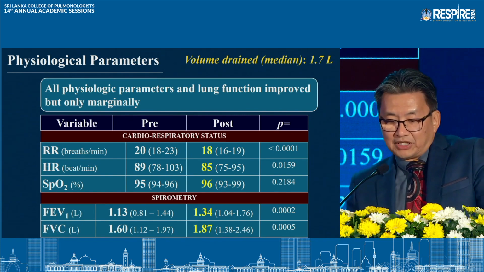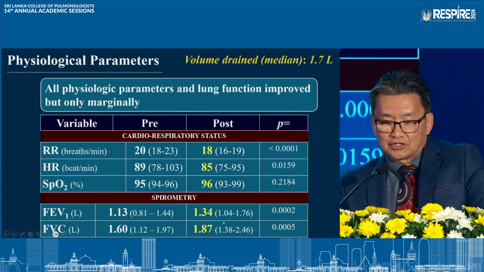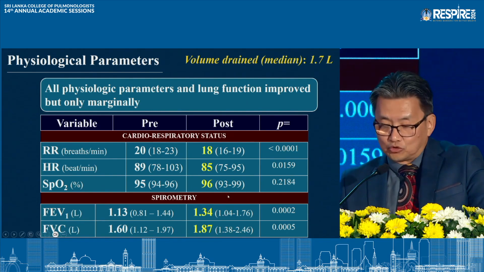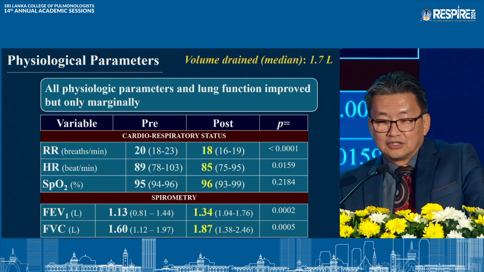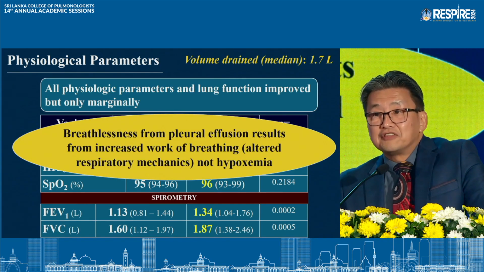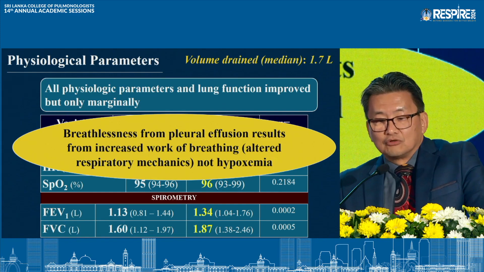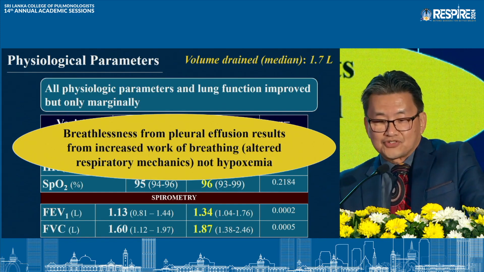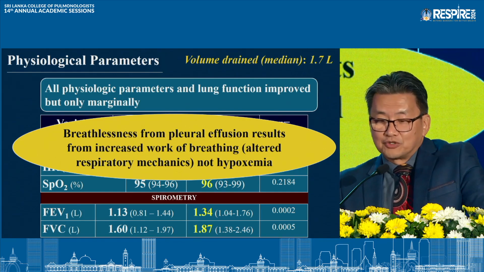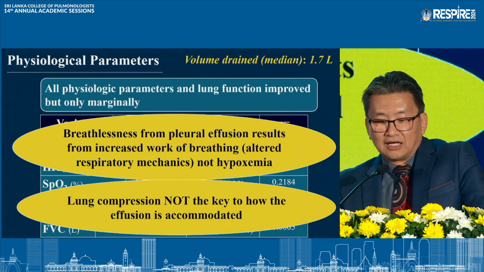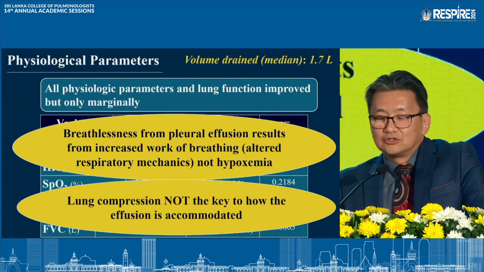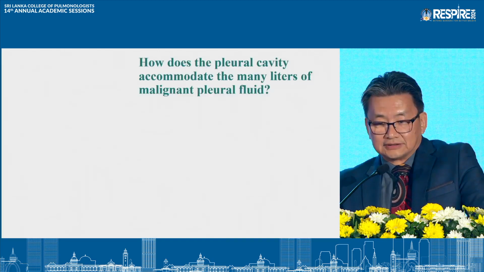Many smaller studies have shown it before, and we just confirmed that the FEV1 and FVC only improved by about 20 or 25% of the volume of the fluid you drained. So what does that mean? It means that breathlessness from pleural effusion results not from hypoxemia, but from increased work of breathing because of altered respiratory mechanics. And because of the lung volume changes, we know that lung compression is not the key to how the effusion is accommodated.